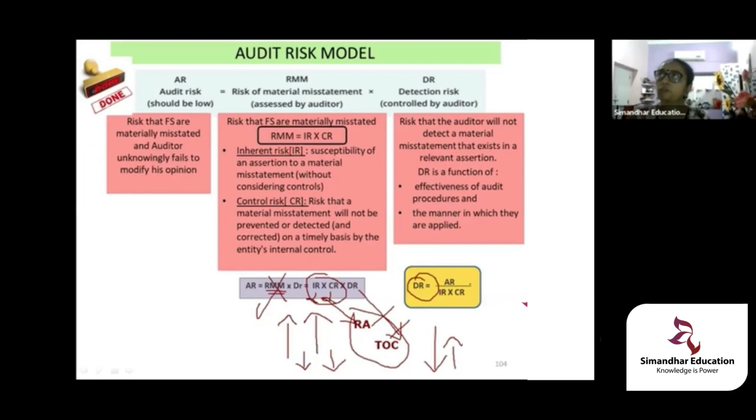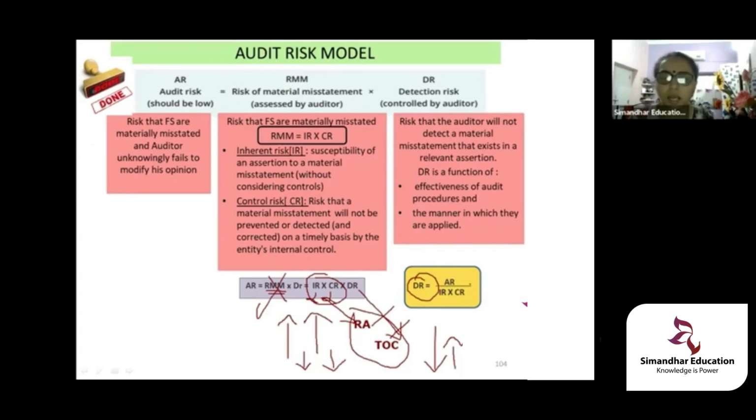I don't have to find two tests for one aspect. I can be a little casual in my approach. Why? Because controls are there. Controls are so good that I can be a little casual in my approach.